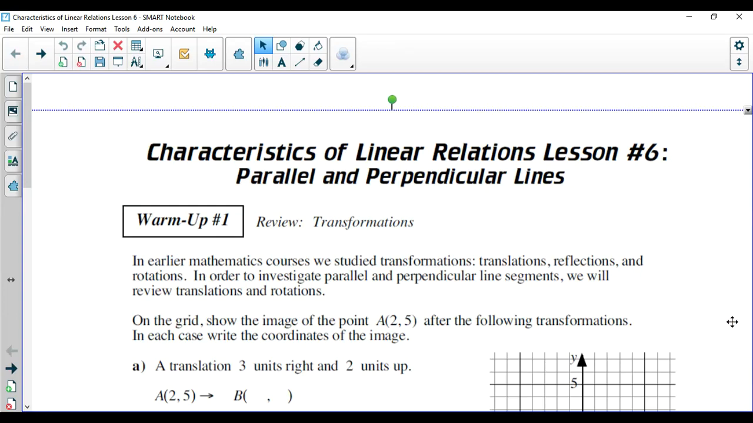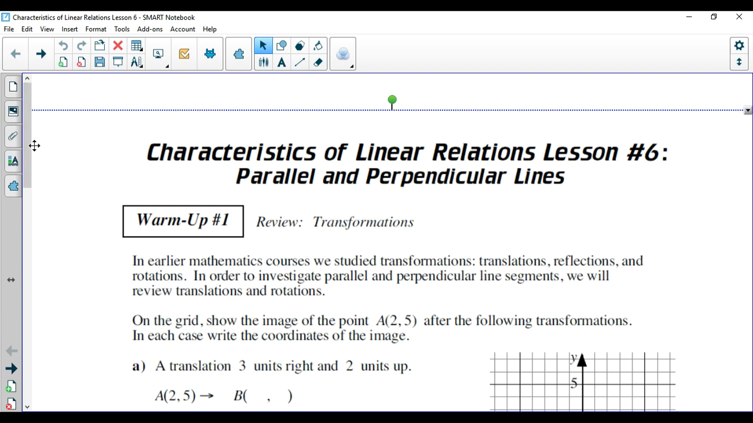Hello again, Math 10Cs. In today's lesson, we're going to wrap up this really short unit of study on characteristics of linear relations. And the way we're going to do that is we're going to compare the slopes of line segments that are parallel and compare the slopes of different line segments that are perpendicular.